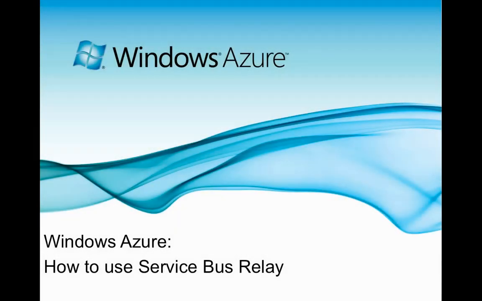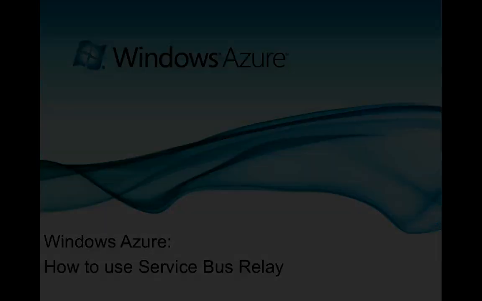In this walkthrough, I'll demonstrate the Windows Azure Service Bus Relay, a way for you to facilitate communications between your applications and services, whether they run on-premises or in the cloud. If you're not yet familiar with Windows Azure or need additional background, please visit codeplex.com for links to videos and other projects. So let's get started.